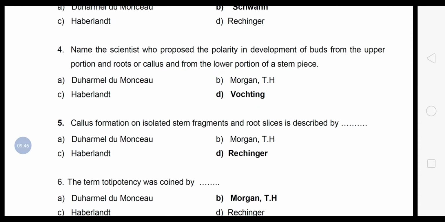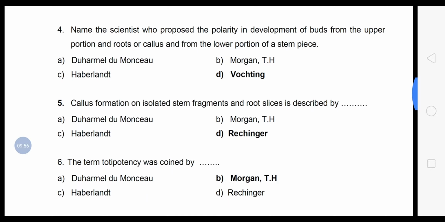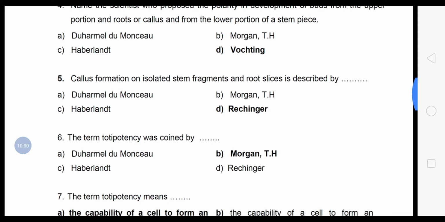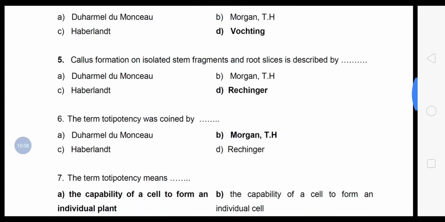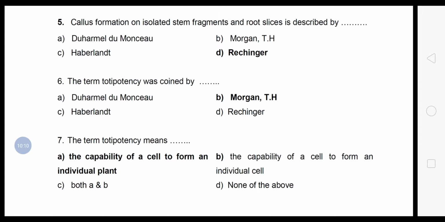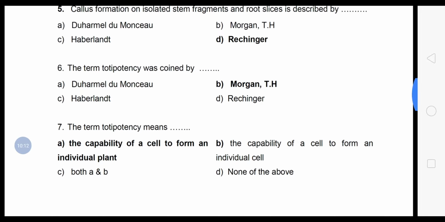Name the scientist who proposed the polarity in development of buds from the upper portion and roots or callus from the lower portion of a stem piece. That was Vöchting. Callus formation on isolated stem fragments and root slices was discovered by Ratschinger. I repeat, callus formation on isolated stem fragments and root slices was discovered by Ratschinger.